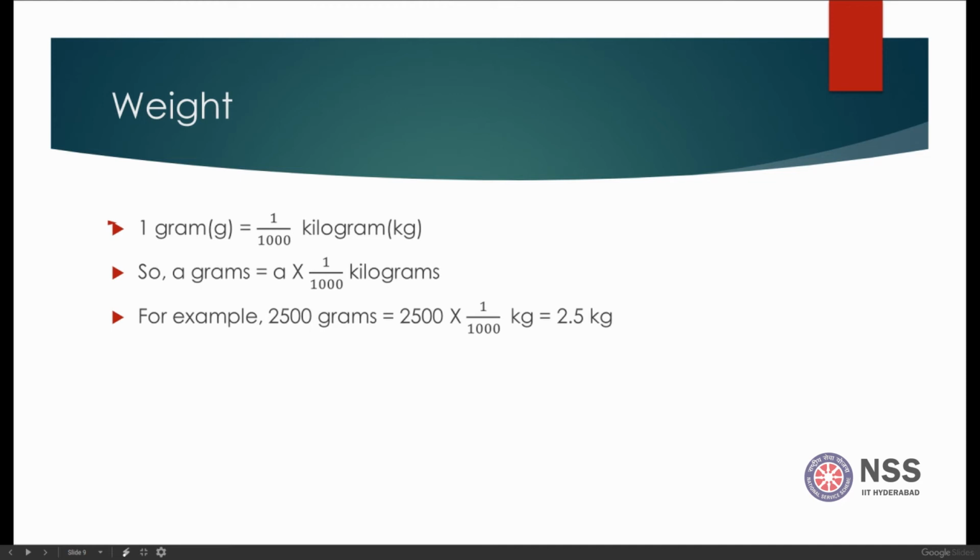We know that 1 kilogram is equal to 1000 grams. Then what about 1 gram? 1 gram is equal to 1 by 1000 kilograms. Then what about A grams? A grams is equal to A by 1000 kilograms. Okay, let's take an example of 2500 grams. 2500 grams is equal to 2500 into 1 by 1000 kilograms. That is 2.5 kilograms. Please pause the video and do the exercise.